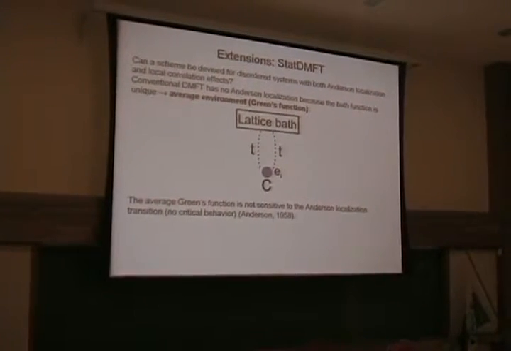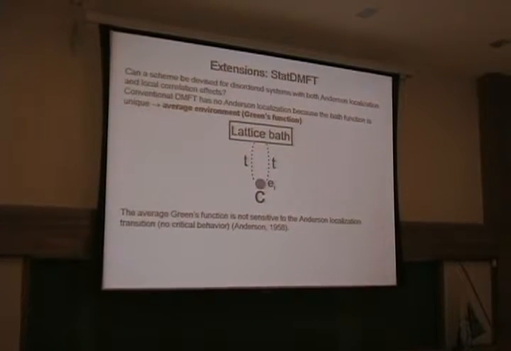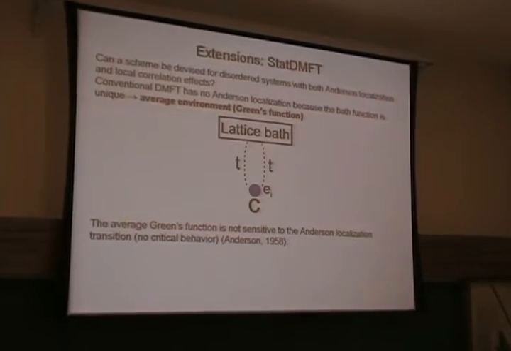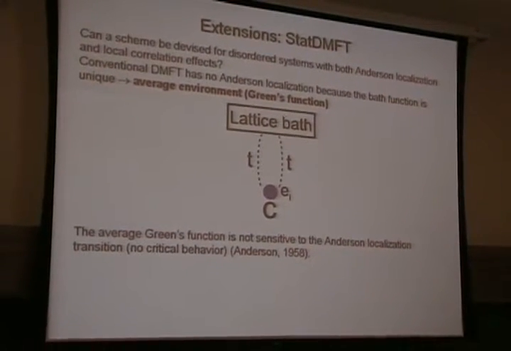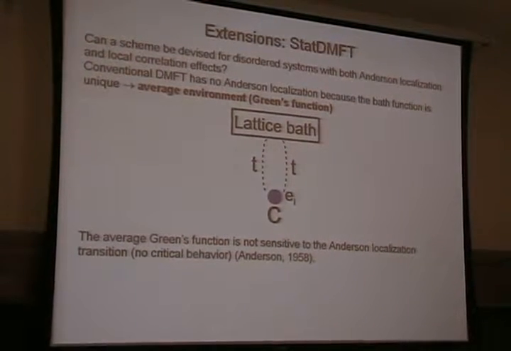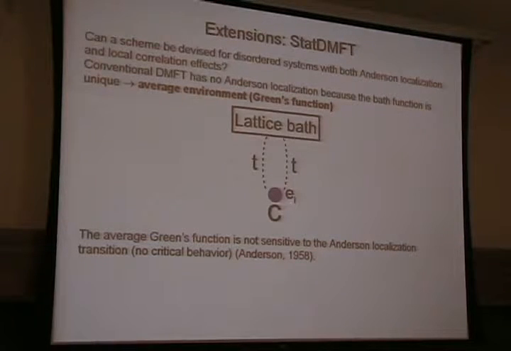So basically, the question is, can a scheme be devised for distorted systems which is able to treat correlations locally and also Anderson localization? As I said before, usual DMFT has no Anderson localization. And the reason why it doesn't, which I promise I will talk about a little bit, is because each electron in a certain site will see an average bath, which is just the Green's function of the lattice averaged over this disorder.